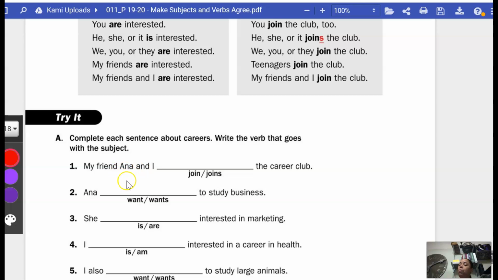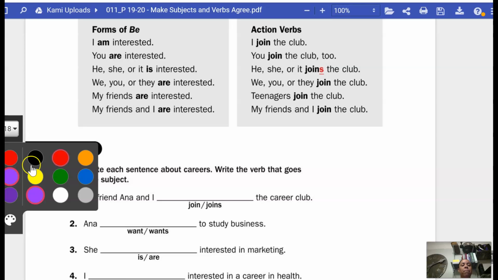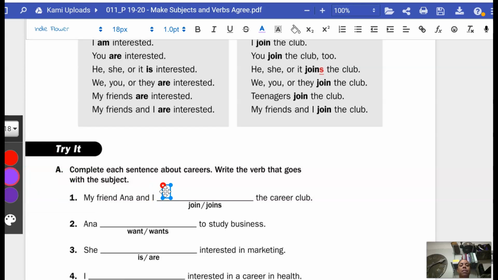Are we talking about more than one person or are we just talking about one person? Well, let's take a look again. My friend Anna and I, that's more than one person. So this makes the subject plural. And if the subject is plural, remember right up here in this box, this last example, my friends and I, that means that the verb also must be plural. So in this instance, the correct verb would be join because the subject is plural. So I'm going to type join here.